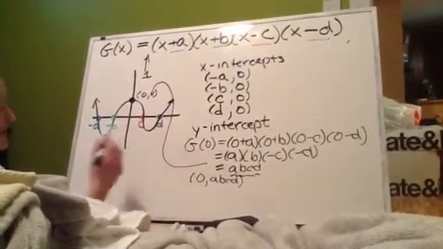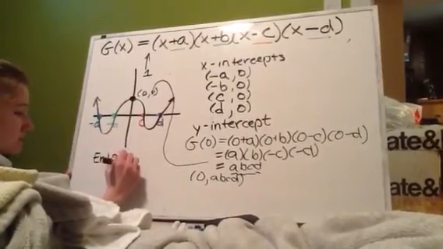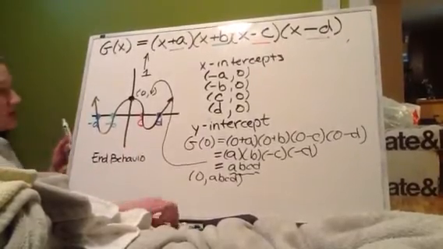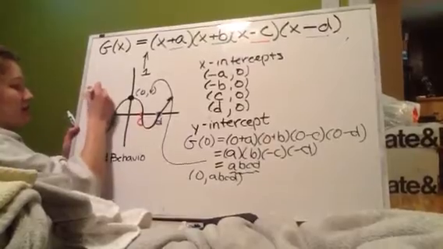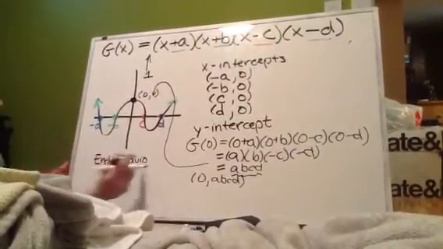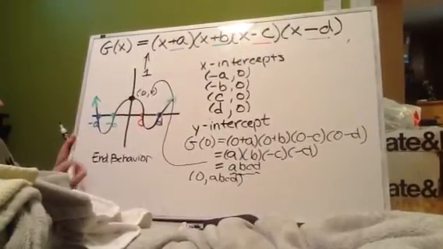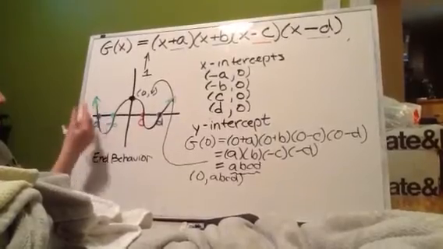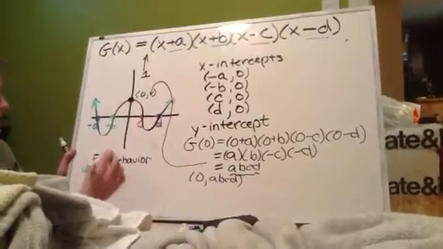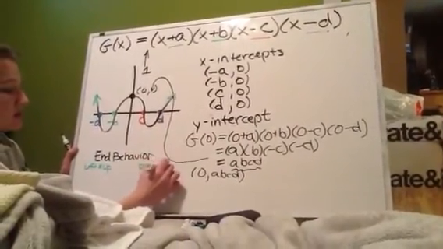And lastly, I could tell my end behavior. Your end behavior is what's happening at either end of your function. So what's happening here on the left side and what's happening here on the right side. My end behavior over here on this left side, it's going to the left and up. Left and up. And on the right side, it's going to the right and up.